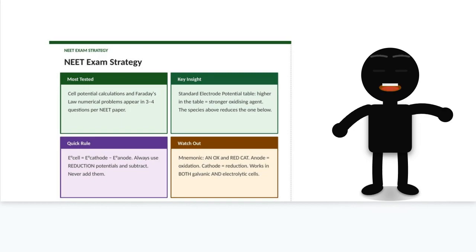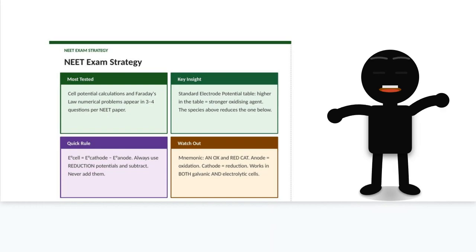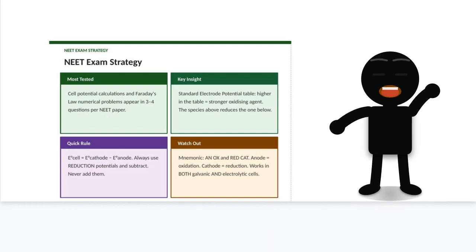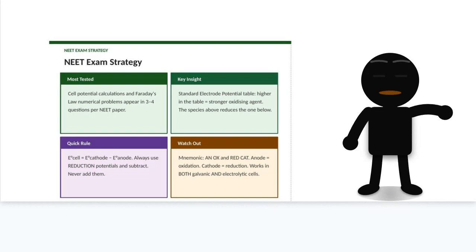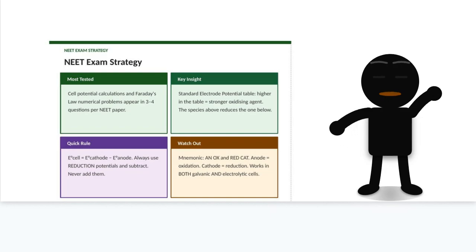For NEET electrochemistry strategy, cell potential and Faraday's law calculations are the most frequently awarded marks. Practice the Faraday's law calculation until it is automatic. Write the half reaction to find N, calculate Q as I times t, then substitute. For cell potential, always use standard reduction potentials, always put cathode minus anode, never add potentials.